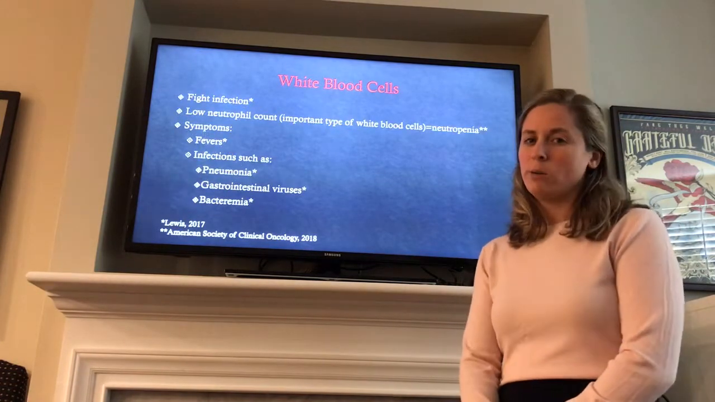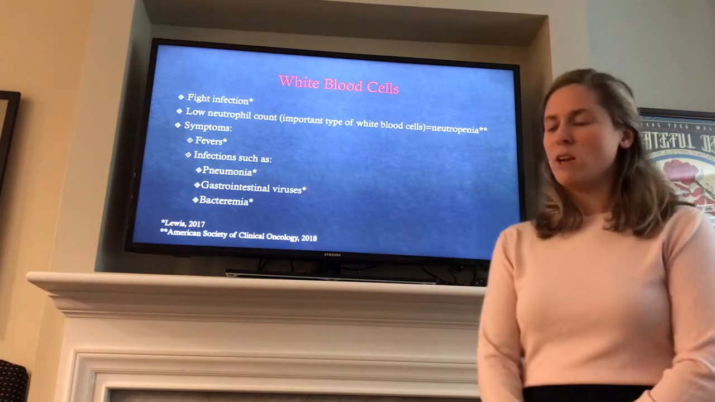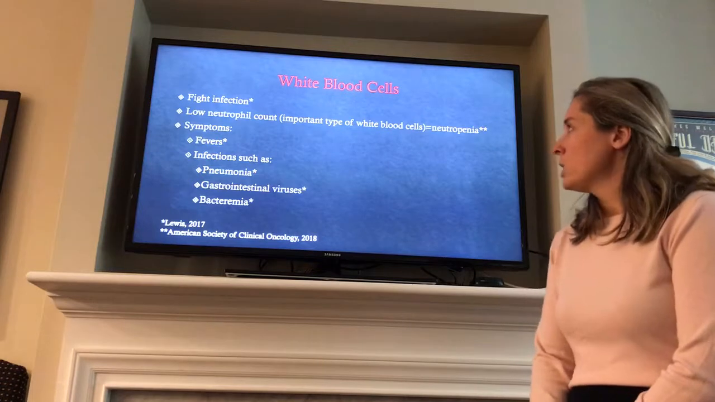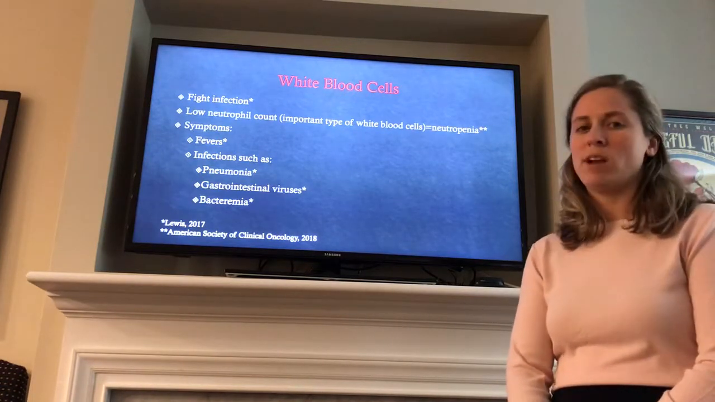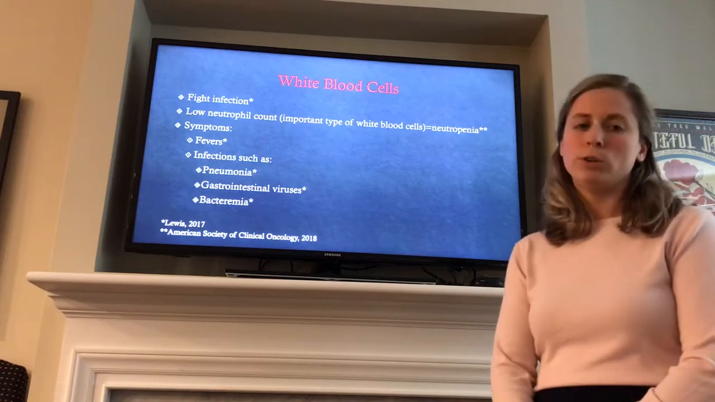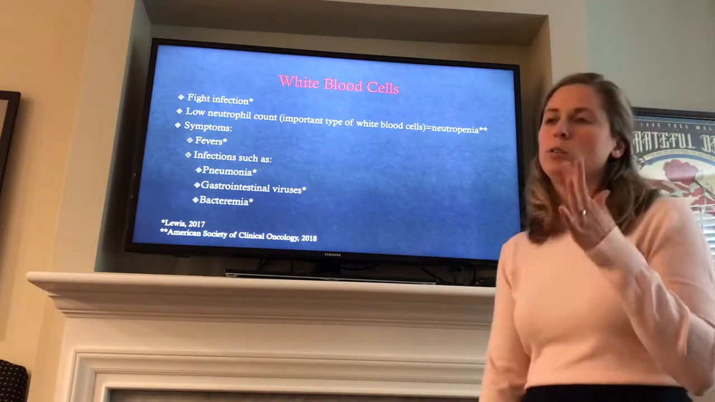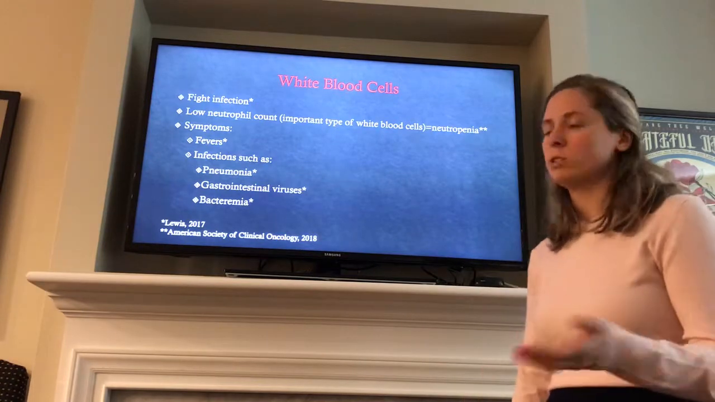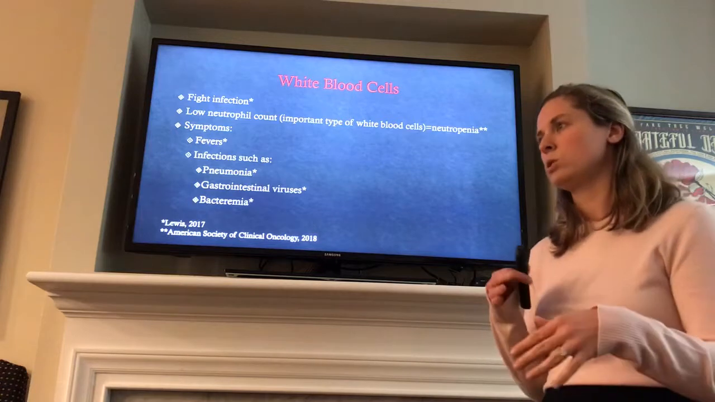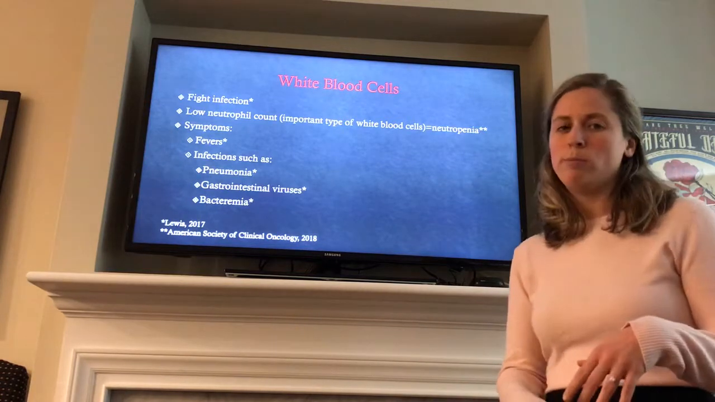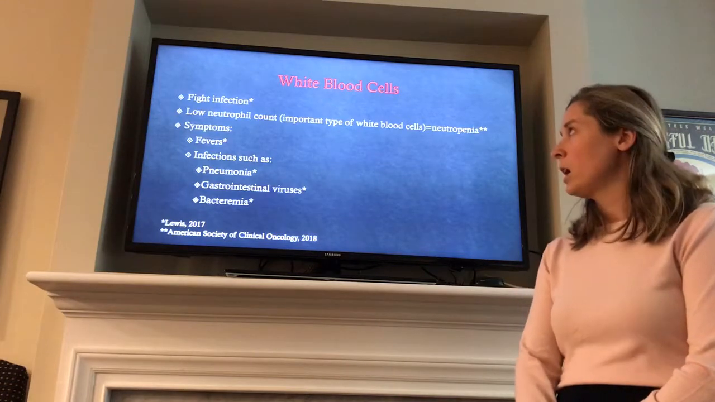The third type of blood cell we're going to talk about today are the white blood cells. So white blood cells fight infection. And when we talk about the patient's ability to fight infection, you'll also often hear the word neutropenic thrown around. So neutropenic is a low neutrophil count, and neutrophils are just a type of white blood cell. So you'll hear them used interchangeably. And we'll talk a little bit more about the ANC, or the absolute neutrophil count, in a minute.